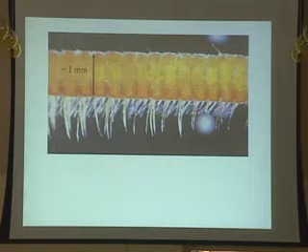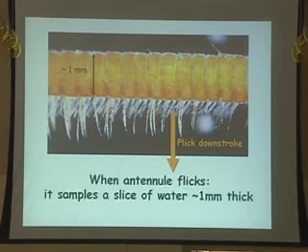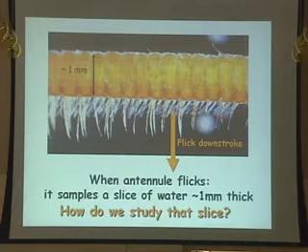So let's first think about the scale we want to sample the odor plume on. This is a view of an antennule of a lobster, and the antennule itself is about 1 millimeter wide. Here are the chemosensory hairs and the guard hairs, and when the antennule flicks, it basically slices through the water column and only samples a little bread slice 1 millimeter thick out of that whole odor plume. It's not seeing the whole odor plume. So that's what we want to do. We want to take a little 1 millimeter slice out of an odor plume and look at the concentration distribution in that slice. And so how do we study that slice?